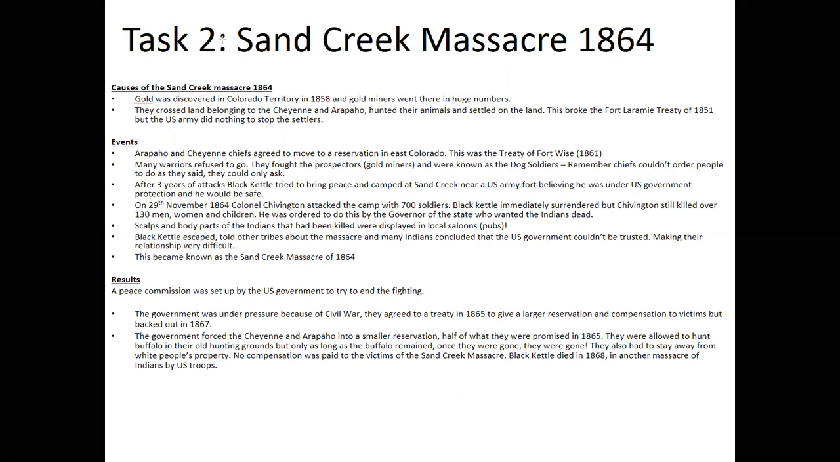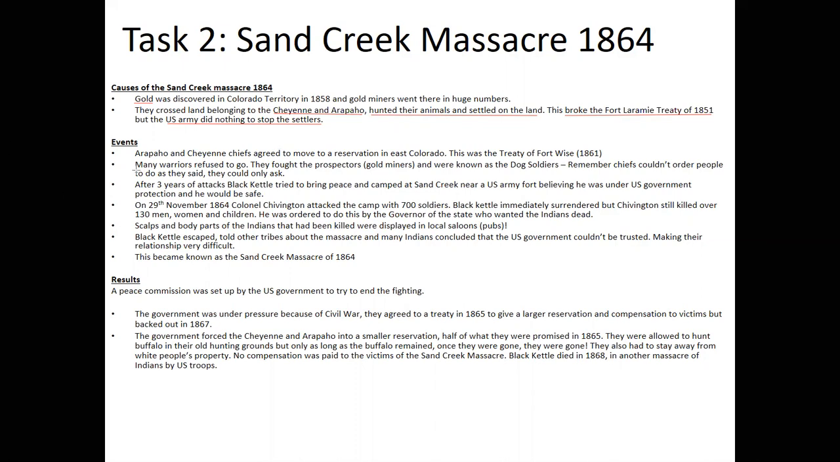So in 1858, gold was discovered in Colorado, and gold miners, the prospectors, went there in huge numbers. They crossed land that belonged to the Cheyenne and Arapaho. They hunted their animals and settled on their land. And as I said, this broke the Fort Laramie Treaty, but the US Army did nothing to stop the settlers. That's a problem. It breaks that agreement that the government and the Native Americans set out in 1851. So if you were to get a question saying, explain 2 consequences of the Fort Laramie Treaty of 1851, you could actually discuss that war was a consequence because of the consistent breaking of the Fort Laramie Treaty.